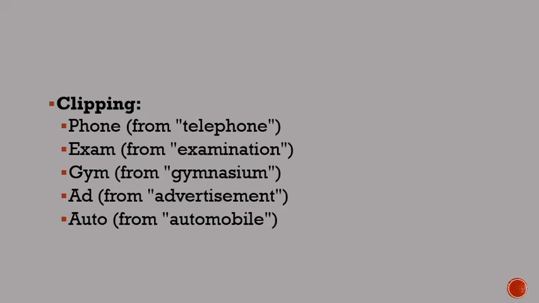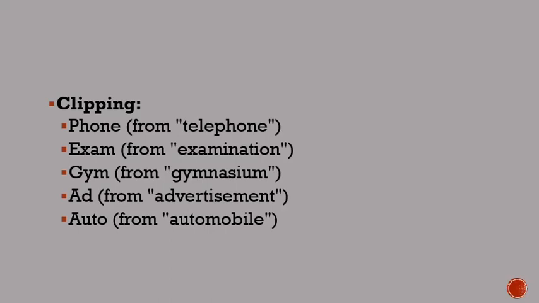In the same way, we use exam for the word examination. From the word examination, we cut down certain syllables and then we get the word exam. Similarly, from gymnasium, we use the word gym, and for advertisement, we use the word ad. And from automobile, we get the word auto. In this case, as we said earlier, both these are shortening of words.